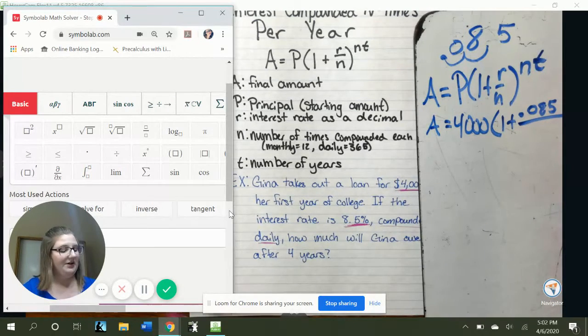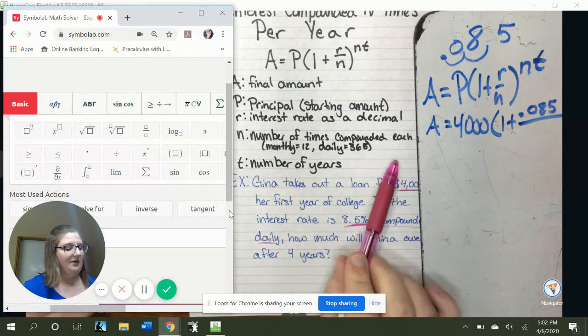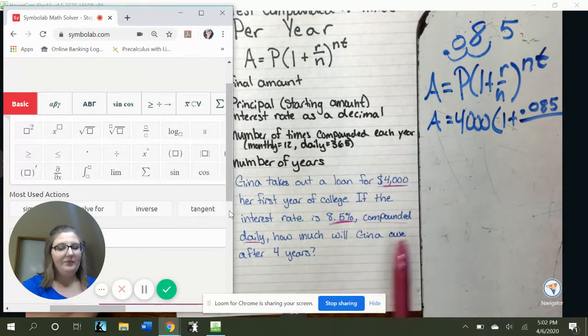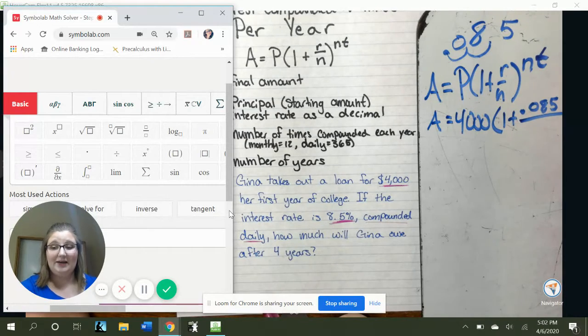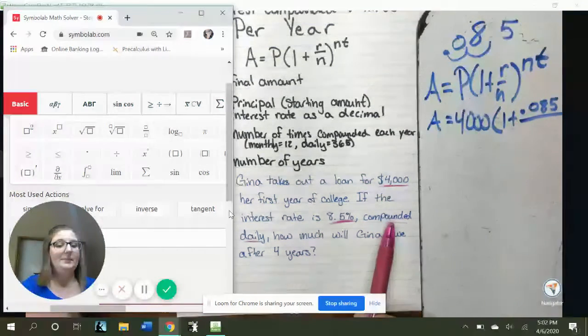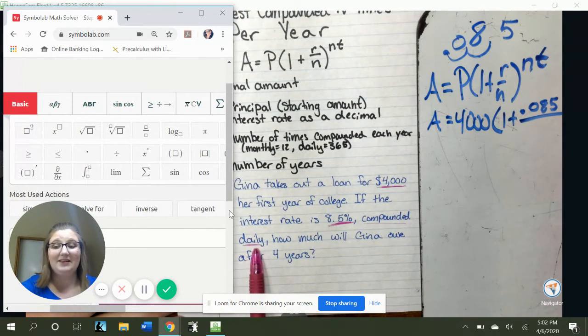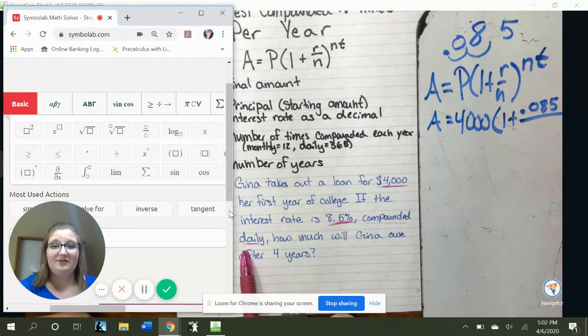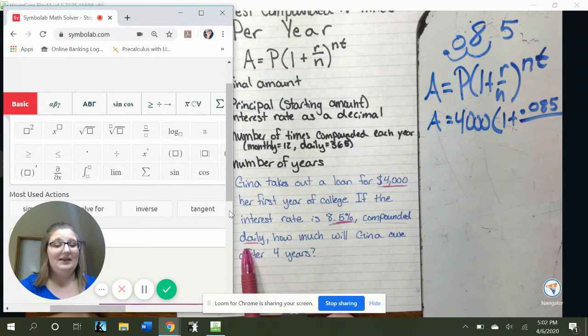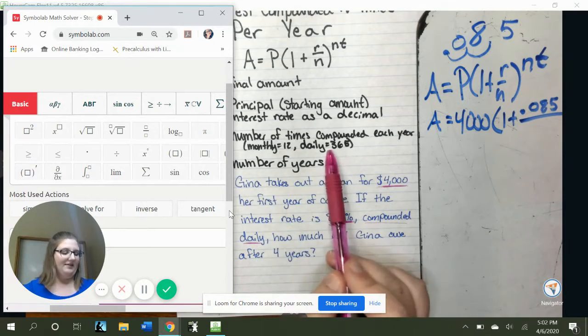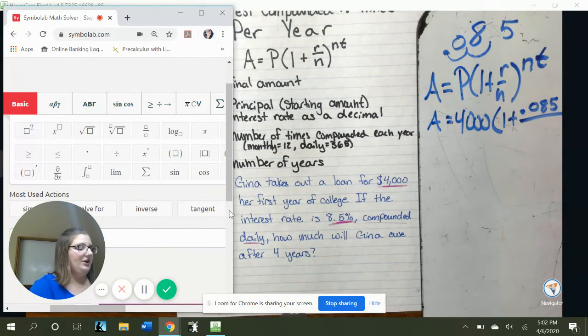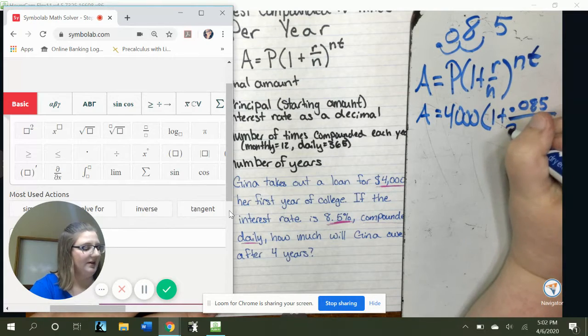And N, according to our cheat sheet right here, is the number of times compounded each year. So we need to read this problem and figure out how many times it's compounded each year. As we read, the interest rate is 8.5%, compounded daily. So that's the important word right here for N. It's compounded daily, and we need to figure out how many times that is per year. There's 365 days in a year, so if it's compounded daily, it's compounded 365 times. So N is going to equal 365. And that was one of the examples I gave you up here. So when we plug this in for N in our formula, we're going to plug in 365.